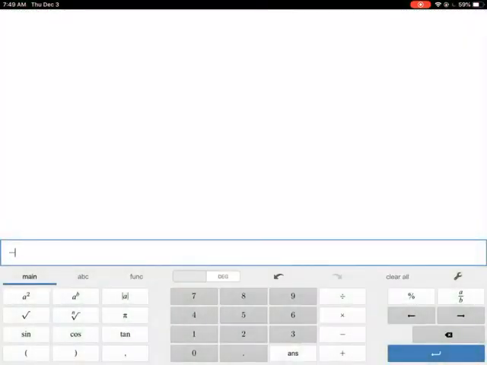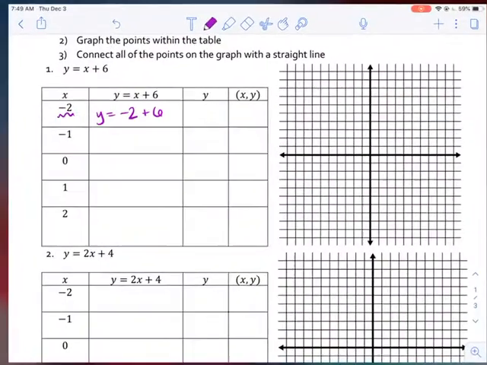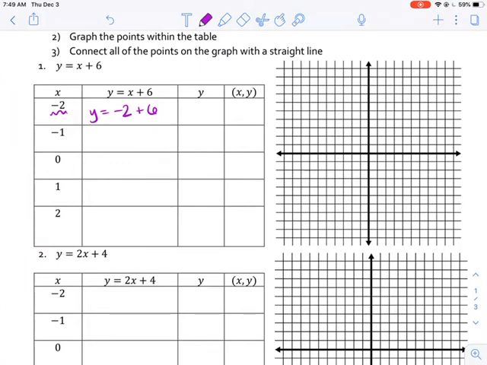We have -2 plus 6. I got 4 for my answer. So y equals 4, so that's what I'll put in my box for y. Now I'm going to write the ordered pair, or the coordinates of the point, in here: x, y, -2, 4.